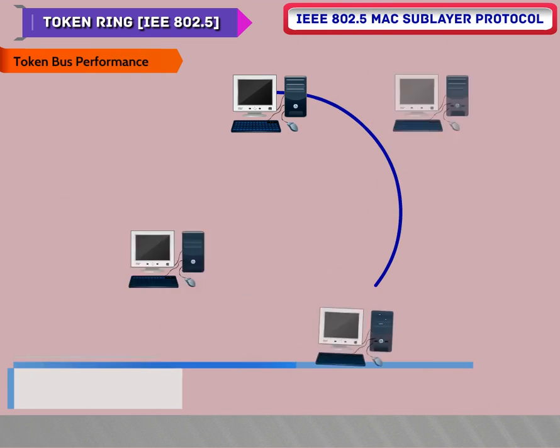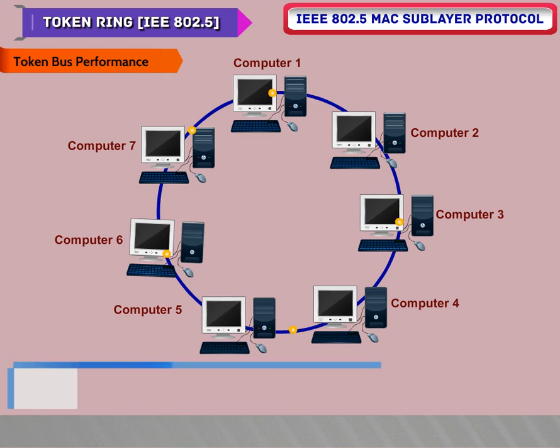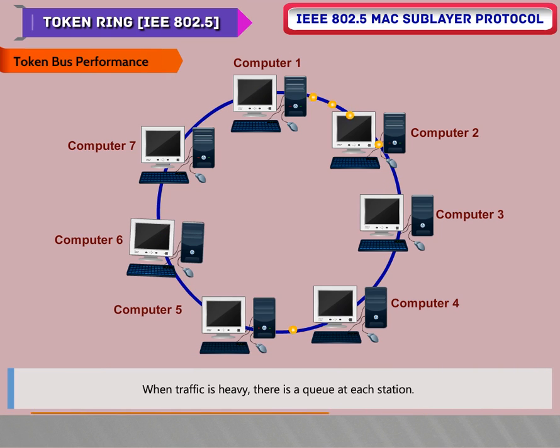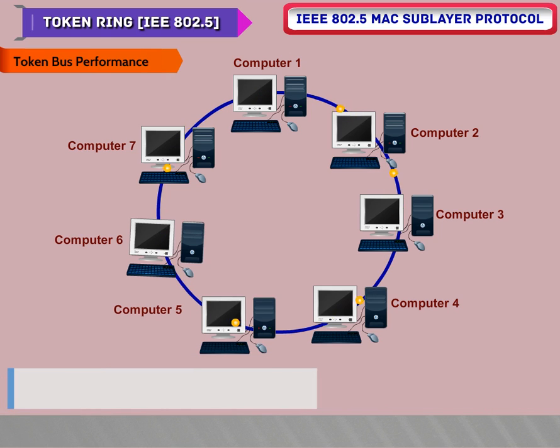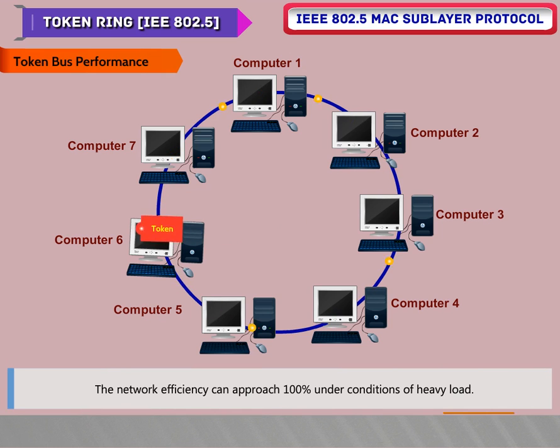Token bus performance. When the traffic is light, the token will spend most of its time idly circulating around the ring. When traffic is heavy, there is a queue at each station. The network efficiency can approach 100% under conditions of heavy load.